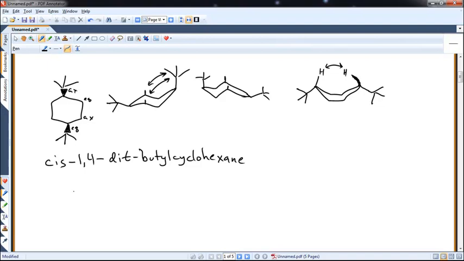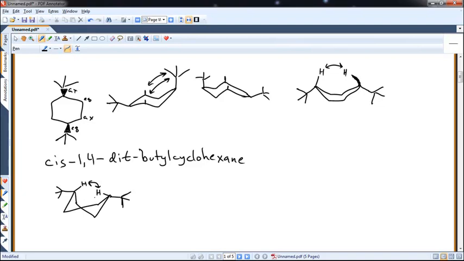We want one to go this way, and then that way, and then down a little bit, and then crisscross, and then up, and then up. There we go. That's a twist boat. A little bit of a bow tie. So one of the groups points back in space a little bit, and one of the groups points forward in space a little bit. So the T-butyls still get their equatorial positions, but now this 1,4 diaxial interaction is offset a little bit because the boat is twisted.